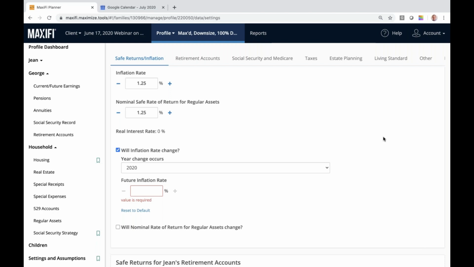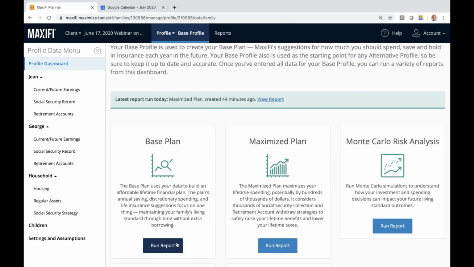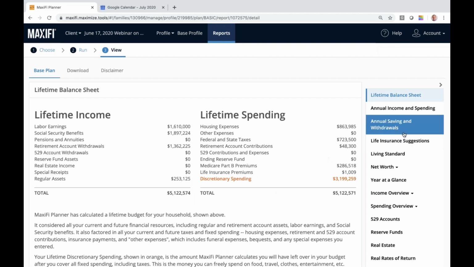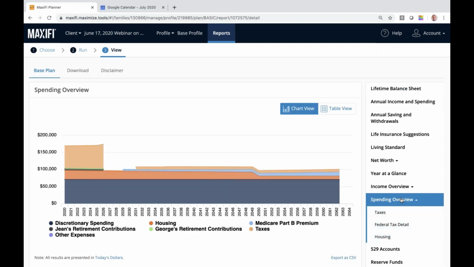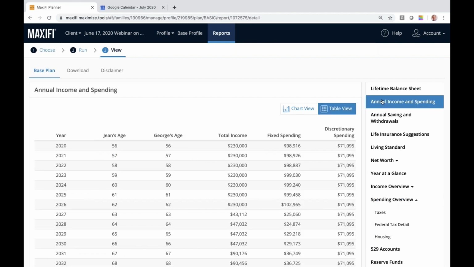Let me take the next question. Okay, this is a good basic question from William. He says, please explain discretionary expenses again, and is it for the couple or each person? I find it very confusing. Oh, okay. So what is discretionary spending? Okay, I'm going to run the base report for this for George and Jean again to point this out. And I'm going to look at the annual spending report here, spending overview, and let's see. Oh, actually, I'm going to look at this report. Yeah, okay, here we go.